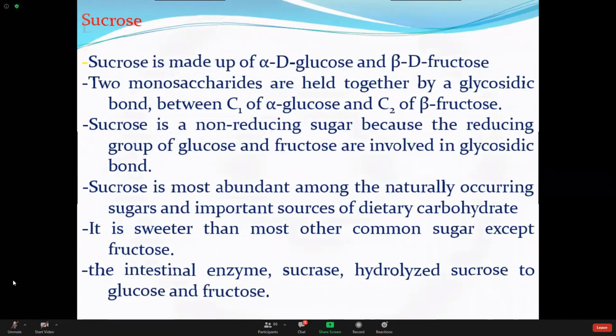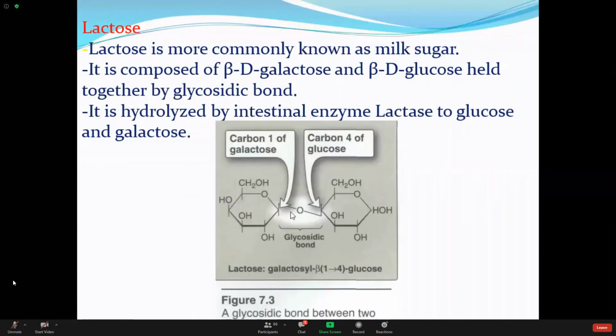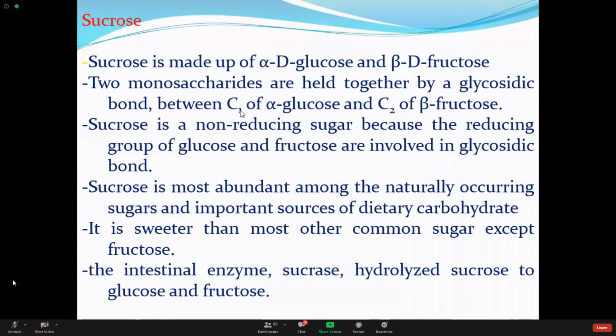The earlier one was the 1,4 variety, because it was number 1 and number 4 between the two molecules. This one is carbon number 1 of glucose with carbon number 2 of fructose, so it should be the 1,2 variety. Understand? 1 dash or arrow 2.